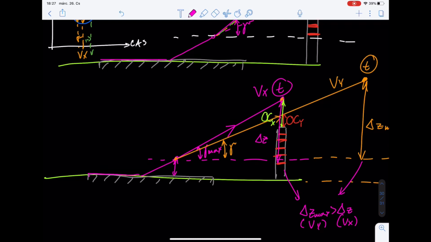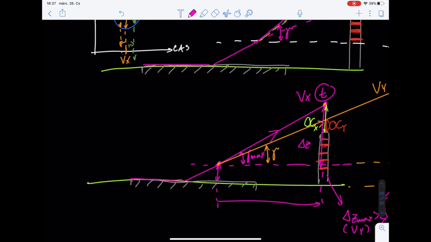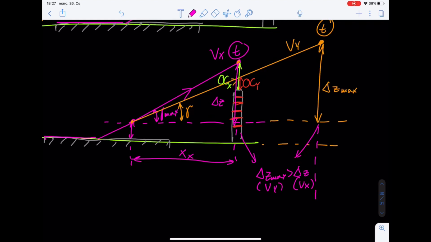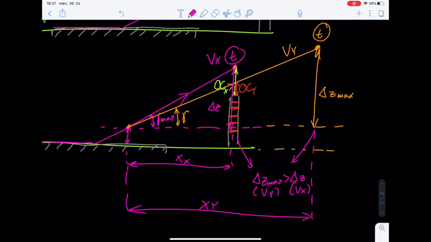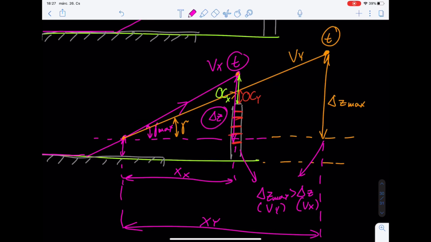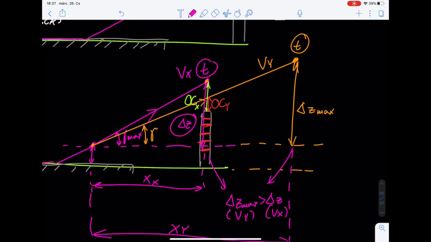However, you won't fly as far with it. So this XX is a smaller distance than this XY distance. And also the altitude or height which you gain, so the delta Z, is less than what you would gain with the Vy. And the contrast is true.